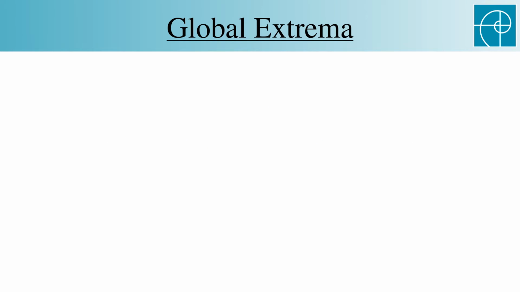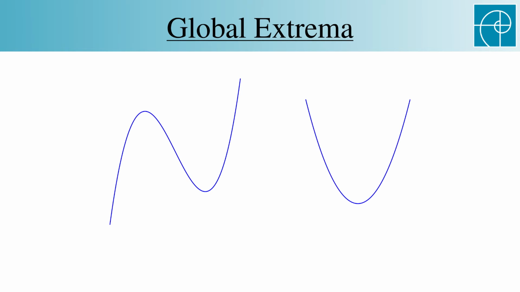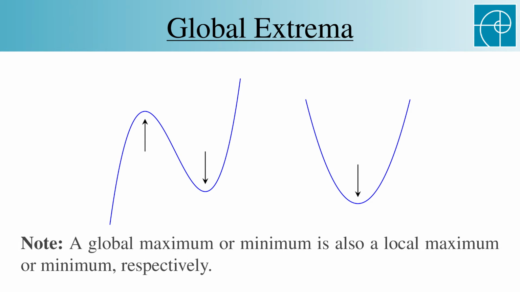But what if we look at the graph of a cubic polynomial instead, or a quadratic? The cubic has a local max and min, but neither is global. The quadratic has a global minimum, but no max. In fact, it doesn't even have a local max. I should say here that we're considering these graphs on the entire real line, so they keep going in the indicated directions.